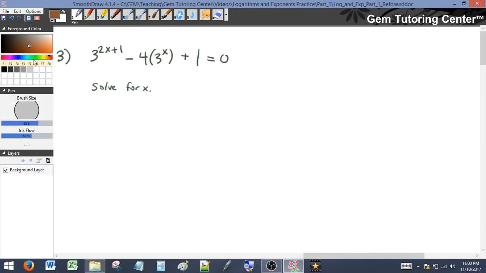Okay, so this looks a little bit more complicated, but don't worry, we'll be able to solve it. Okay, so it says here 3 to the 2x plus 1 minus 4 times 3 to the x plus 1 equals 0, and solve for x.